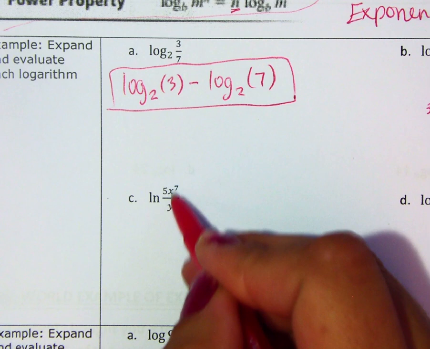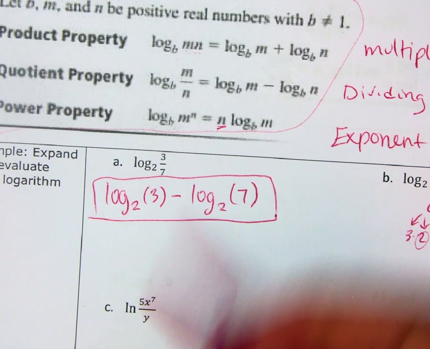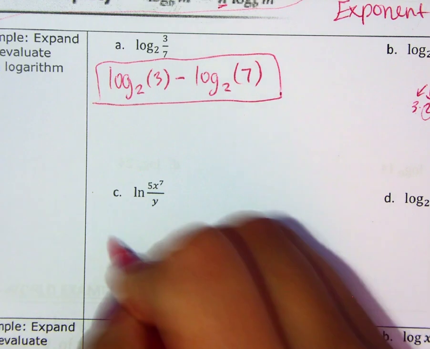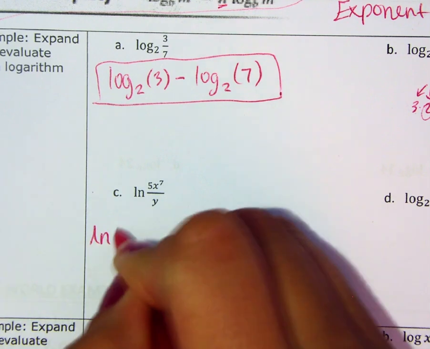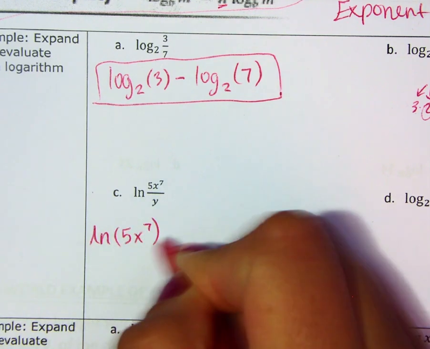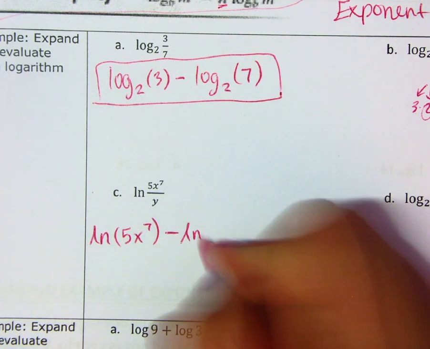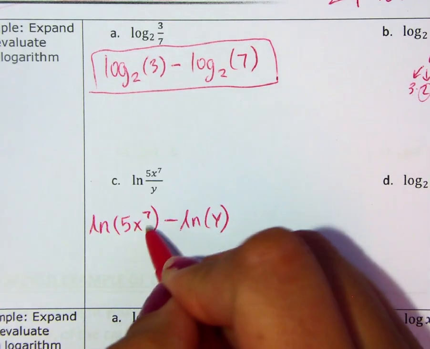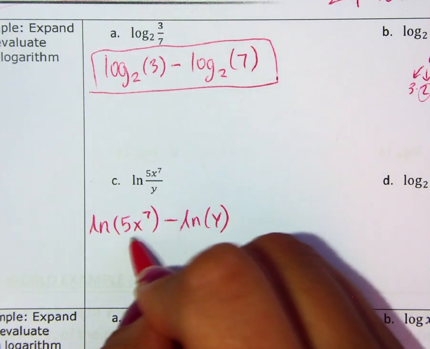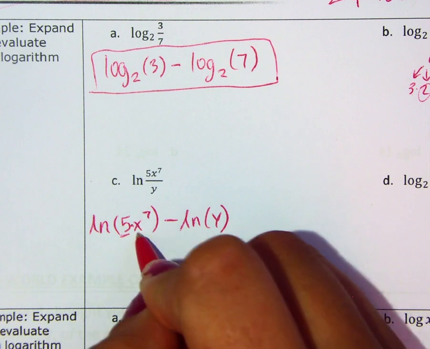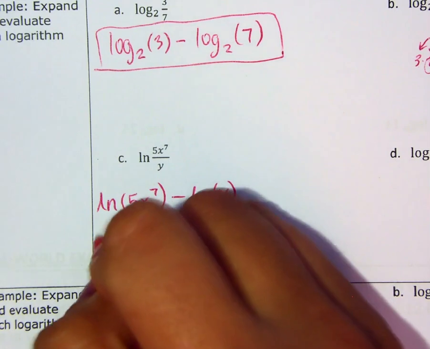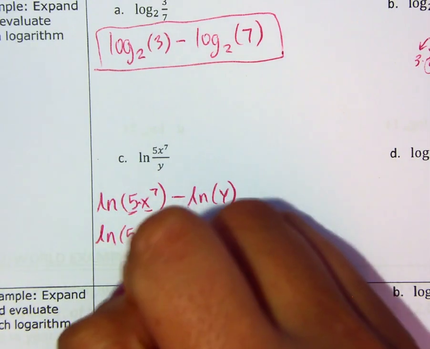Next, we have another fraction. So that is the rule of quotient property, which we write separately as subtraction. So natural log of 5x to the 7th power minus natural log of y. 5x to the 7th power means we have 5 times x to the 7th power. So on this one, we do have a multiplication happening. We're going to write the separate as addition.